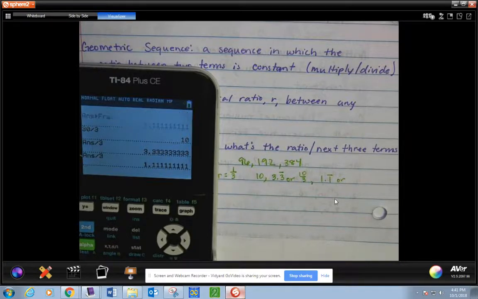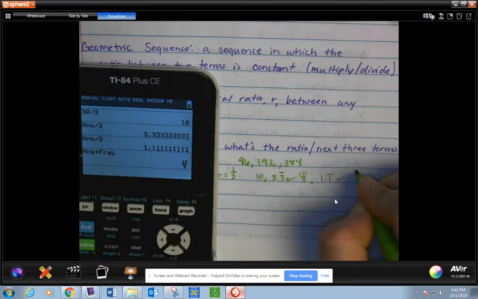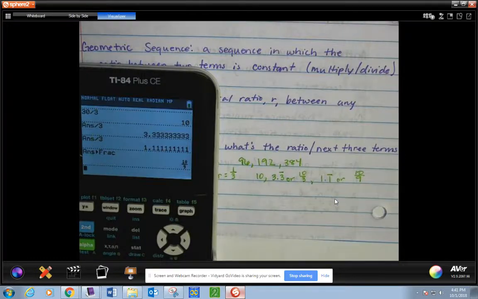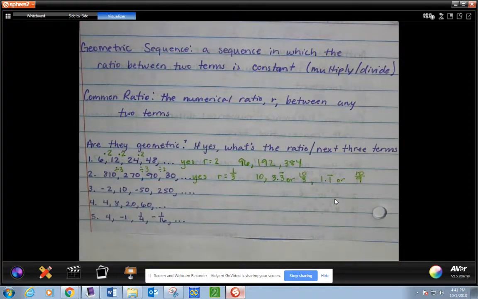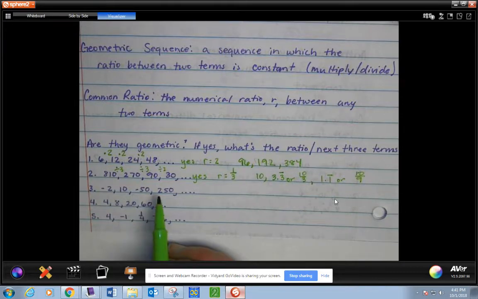And that gives me 10/9. If you don't want to have to change it to a fraction, you don't have to. I'll take the repeating as long as you put the repeating mark. Okay, for the next one, I have -2, 10, -50, and 250.